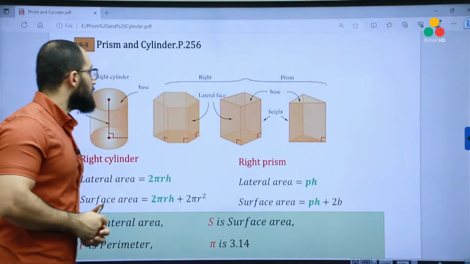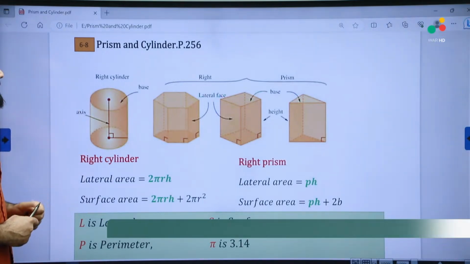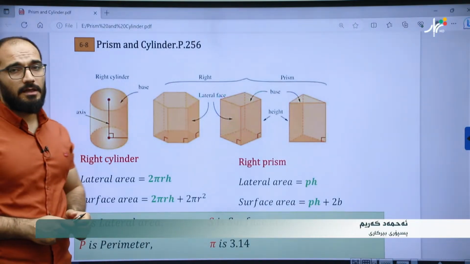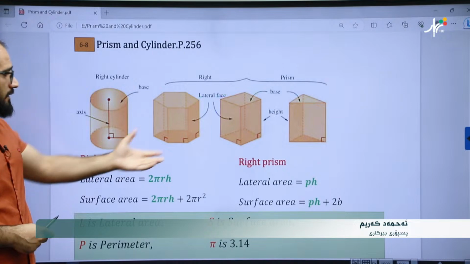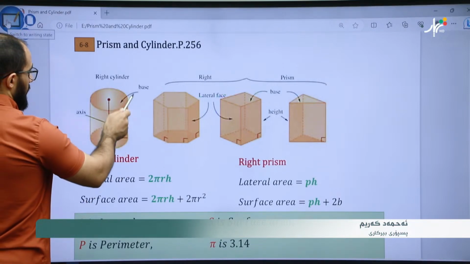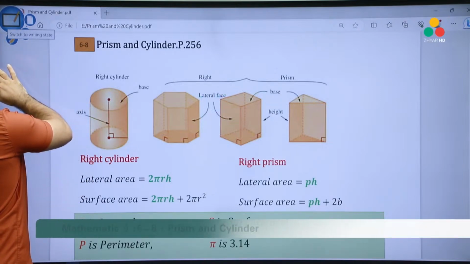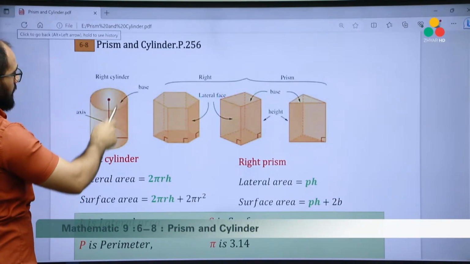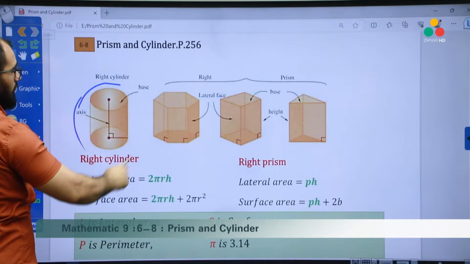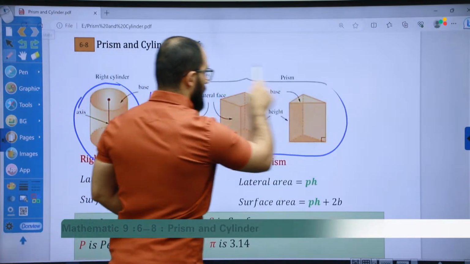So today we have a new subject. It is section 8, chapter 6. It is the second lesson to the last, and it is prism and cylinder, page 256. As you see the pictures here, we have the first graph here. It is a right cylinder. We have a right cylinder, and also we have right prisms.